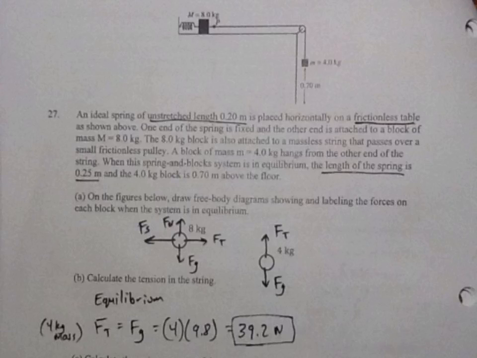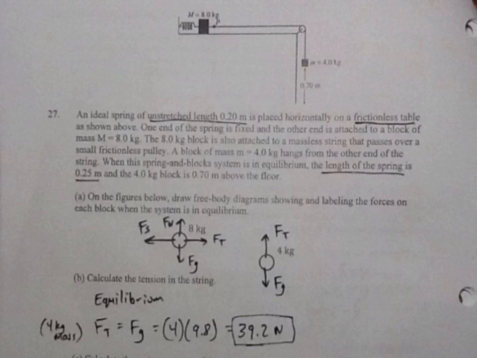For part A of this problem, a free body diagram, we have to look at our two masses here, 8 kilograms and 4 kilograms, and decide what kind of forces are acting on them. So let's look at the hanging mass first, the 4 kilograms. We've got force of gravity, because it's just hanging down, always force of gravity there, and it is connected to a rope. Tension in the rope acts upwards.